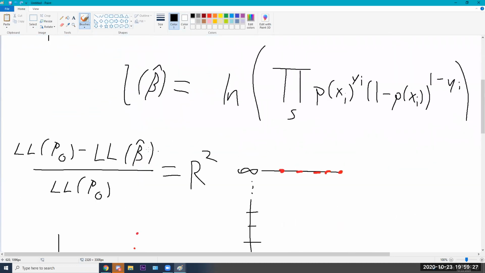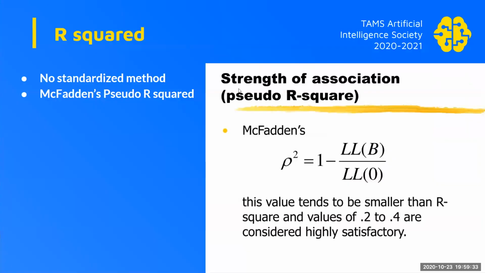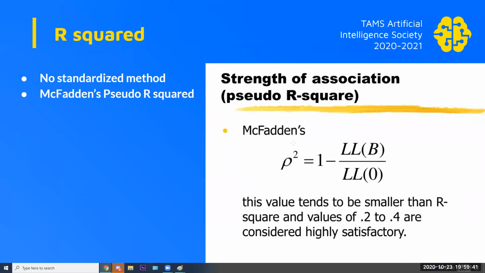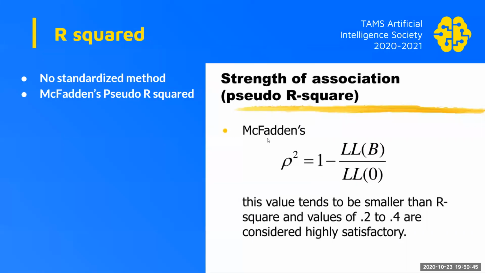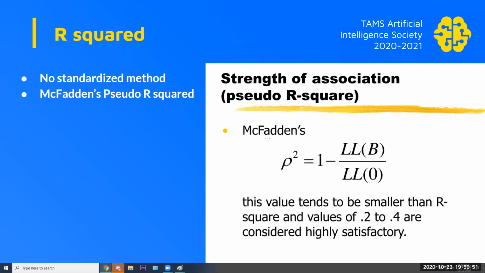Those are the parameters of our model. And so this is how we can calculate McFadden's pseudo R-squared. Like this slide says here, this R-squared is much more likely to be less than the traditional R-squared from linear regression.